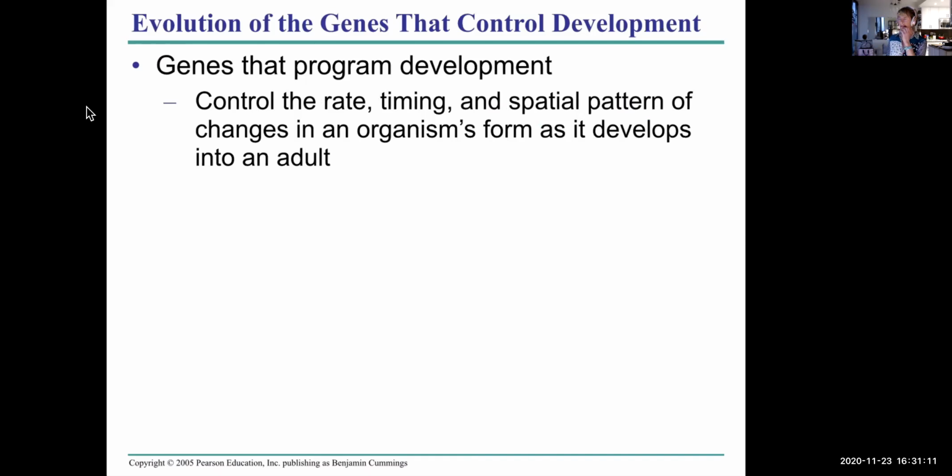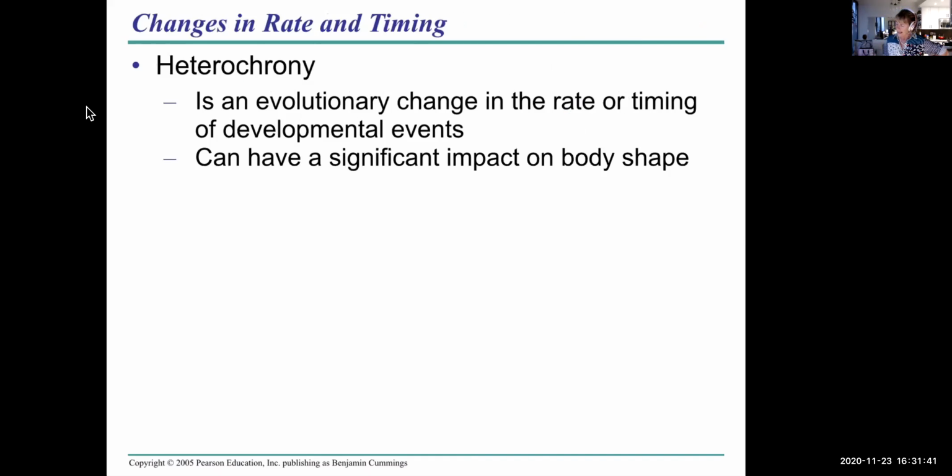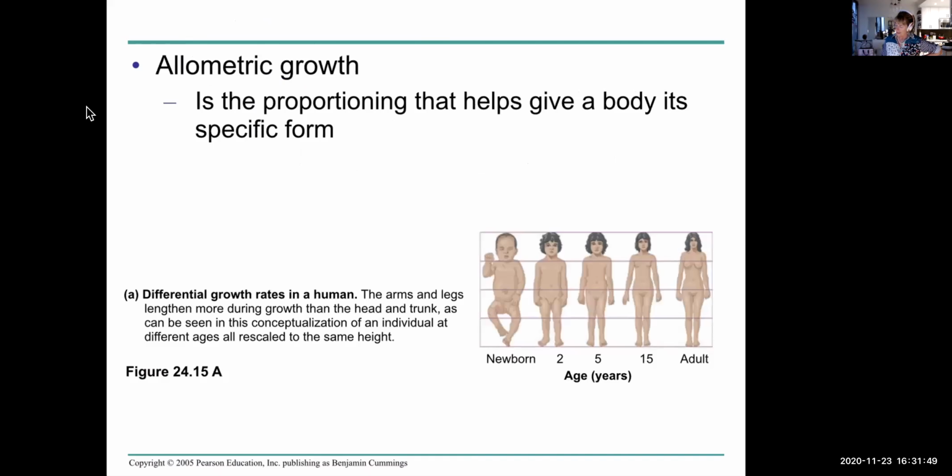So how do species become different species from a common ancestor? There are genes that program development. So this is another way that change can occur, something that happens during development: the rate of development, the timing of development of certain structures, and the spatial pattern of changes in the adult form. So it's best to see what that looks like. Heterochrony is a change in the rate or timing of developmental events. Let's see what that looks like.